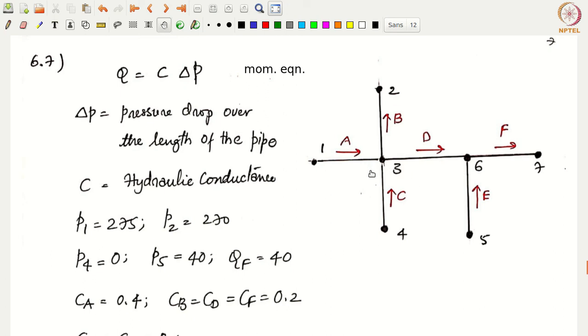What would be the continuity equation at 3? Continuity at 3 is whatever is flowing in minus whatever is flowing out should be equal to 0. That means for cell 3, the conservation of mass is QA plus QC minus QB minus QD equal to 0. And the continuity equation for 6 would be QD plus QE minus QF equal to 0, right? So those are the continuity equations.